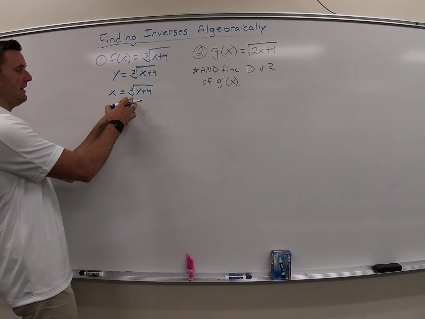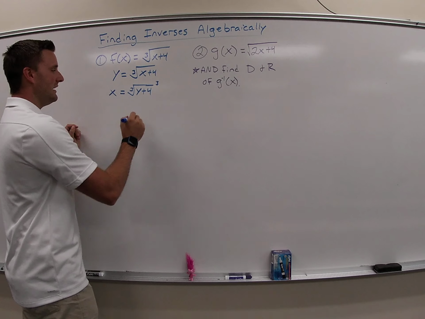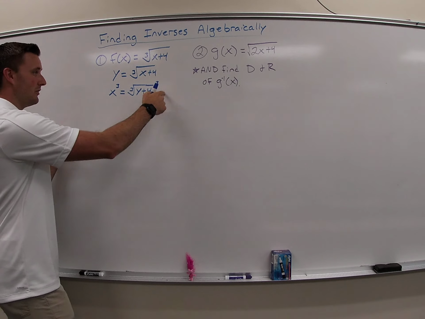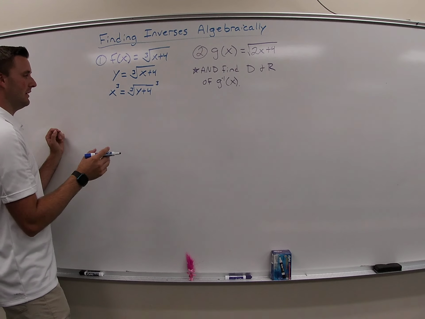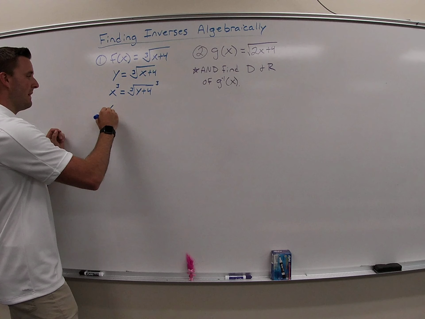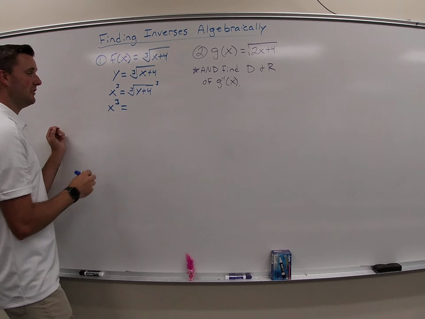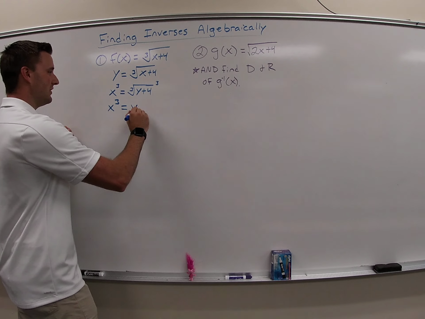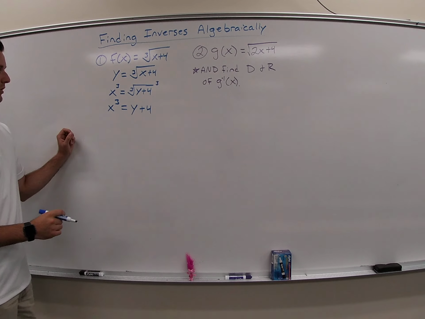But how do I get rid of a cube root? Well, I have to cube it. So whatever I do to one side, I have to do to the other side. So if I cube this entire right side of the equation, I have to cube the entire left side of the equation. So this becomes x to the third equals, now a cube root and a cube simplify to be 1. So we're just left with what's underneath the cube root, which is y plus 4.